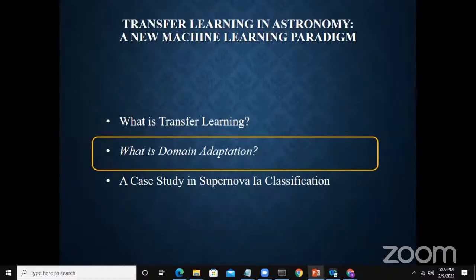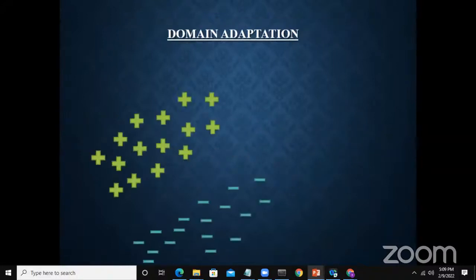Now the question would be, what is domain adaptation? People are saying that you are taking a domain from one data set and trying to adapt it to the next domain.